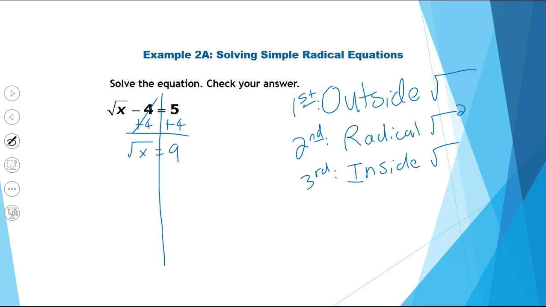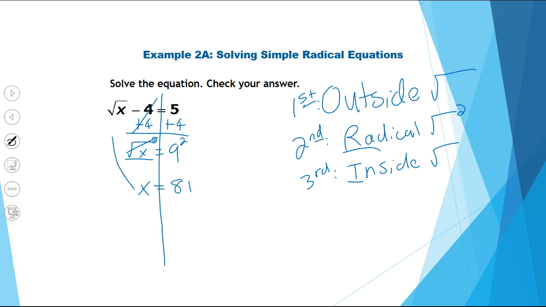So now, there's nothing outside the radical anymore, right? It's just the radical. So now I'll move on and remove my radical. So I'll square this, but of course if I do it to the left, I have to do it to the right. Now I'll take care of this and leave me with just x equal to 81.